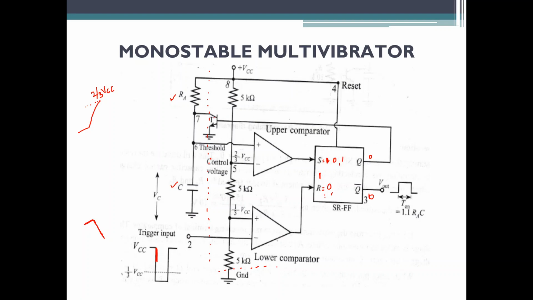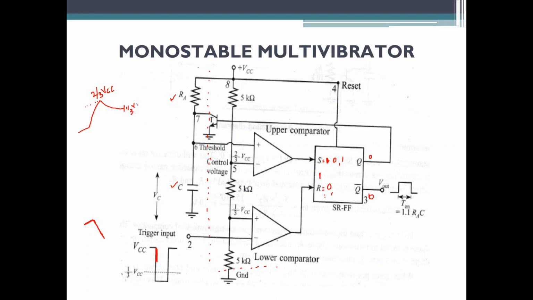That will bypass the capacitor, making the voltage flow through this particular path. Thereby, what should happen to the capacitor? If the capacitor is not charging, it should discharge. Until when will it discharge? It will discharge up till 1 by 3 VCC.